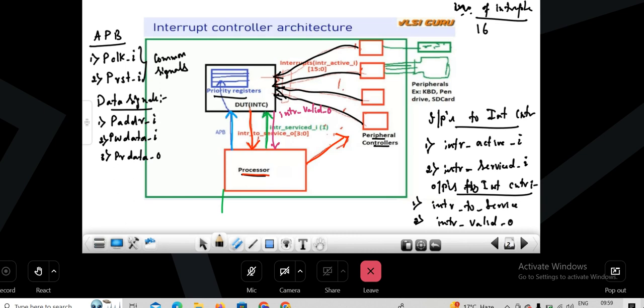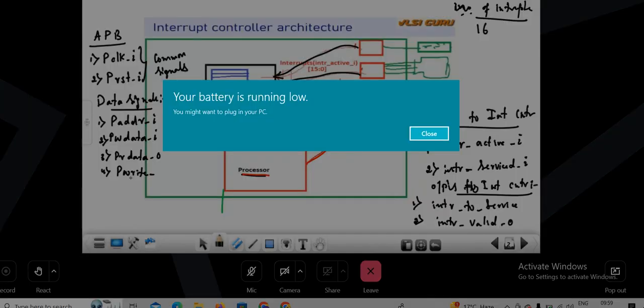Then P write. What is the P write? If P write is equal to 1, I should do the write operation. If P write is equal to 0, do the read operation. Whether it is input or output? Input. Correct? Did you understand?